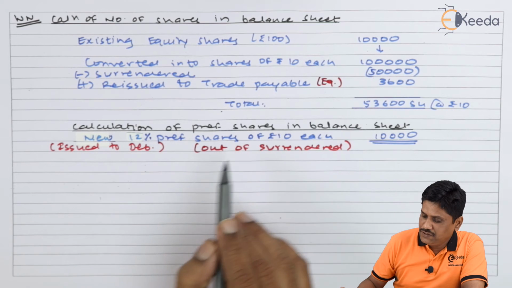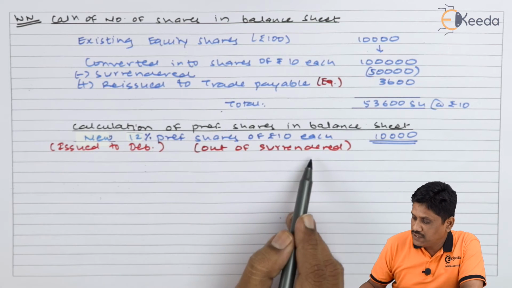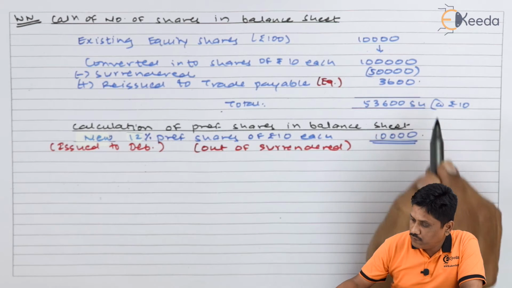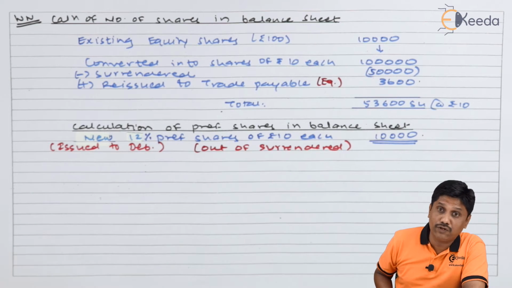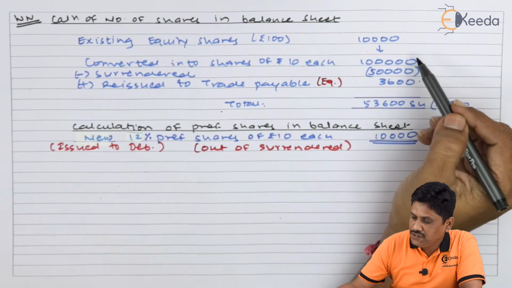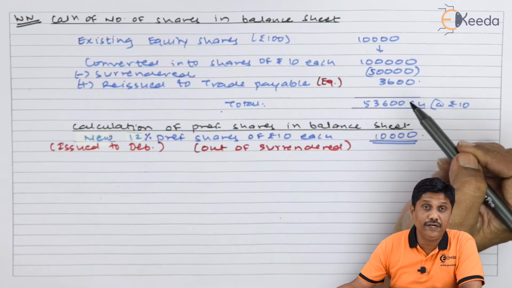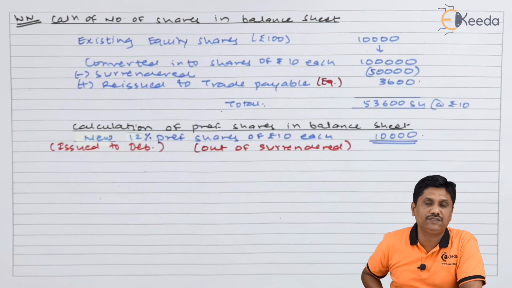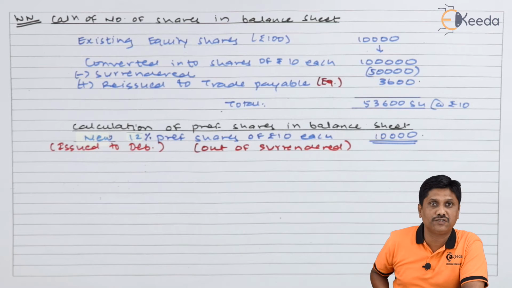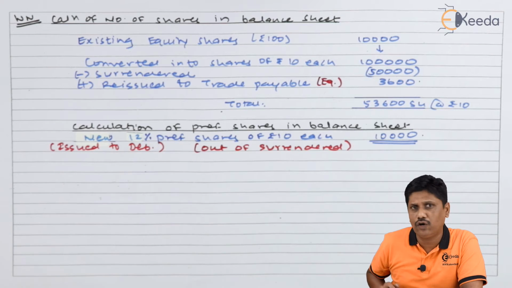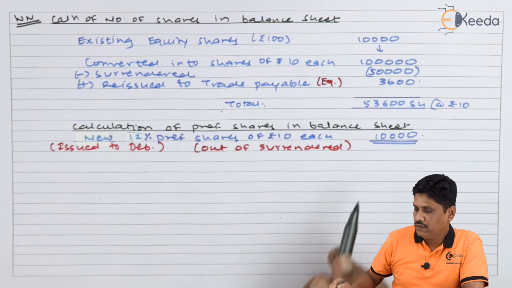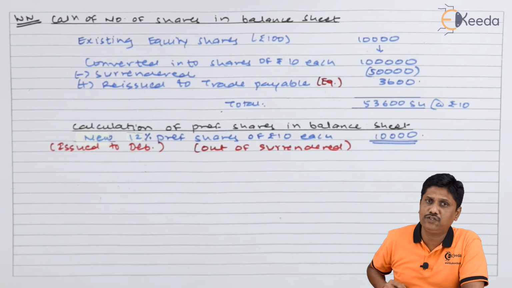Similarly, preference shares we have issued to debenture holder out of surrendered shares, 10,000. Importantly, these two we have issued in settlement of liabilities out of surrendered shares. Rather, existing shares are converted into new equity shares of 10 each. In that way, this entire capital is created because of your reconstruction scheme. We can put it as a note or we can ignore that. We can even write it as a footnote to the balance sheet. This will appear in your balance sheet. I think there is no further working note required. We will prepare the balance sheet.